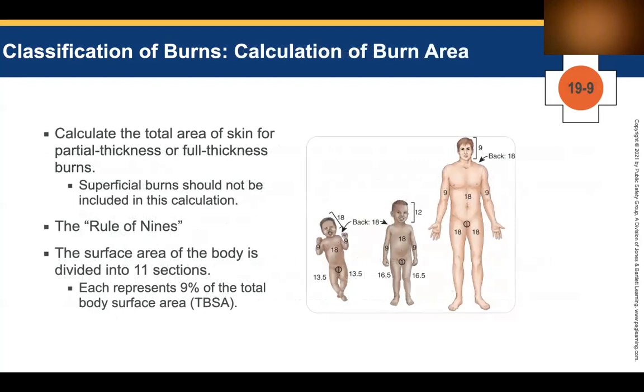So here we're talking about the rule of nines again, calculating total body area. The palm of the patient's hand is 1%. So you can see where the infant and the child differ for their heads. You'll notice they use men as the models because women are smarter than this.